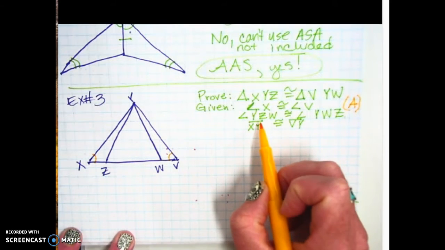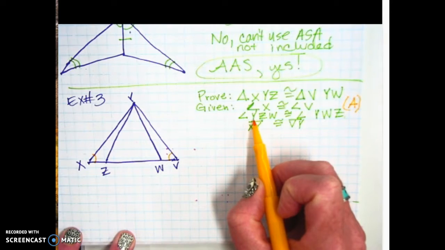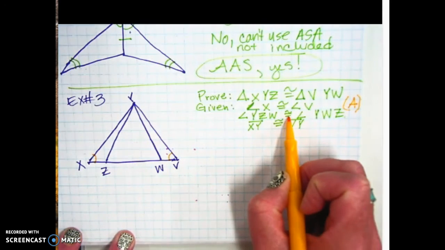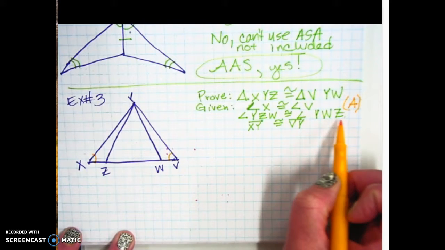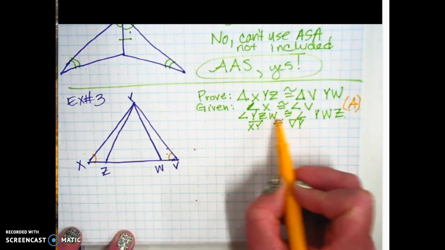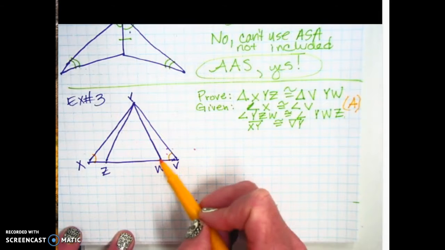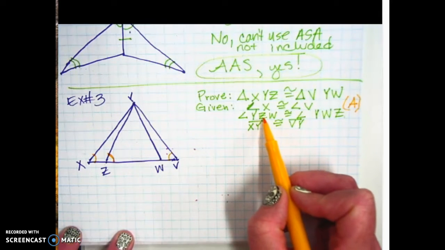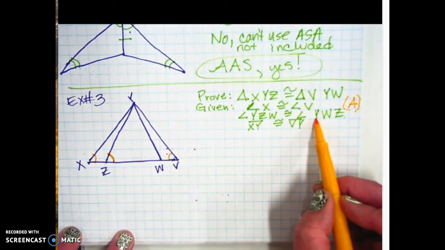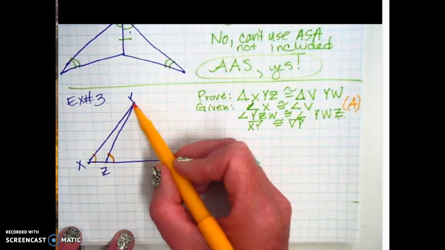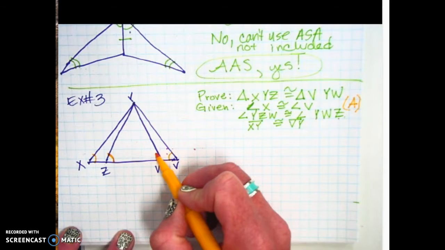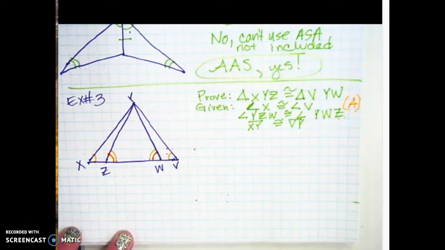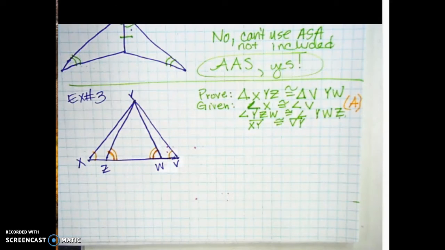All right, the second given is that angle YZW is congruent to angle YWZ. So YZW means this angle right here, because the vertex is always in the middle. And then angle YWZ, so here's YWZ, W's in the middle, so that's this one. Oh, I should do double arcs, sorry. Okay?